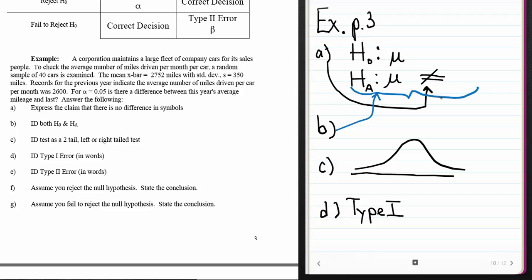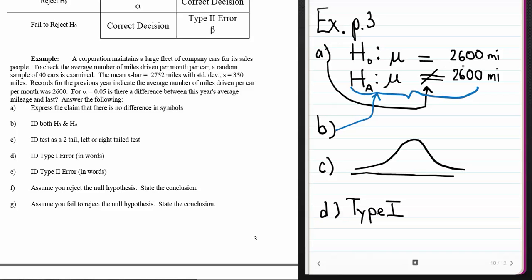And now what we have to do is decide what we're holding it up against. And it was last year's records for 2,600. So the 2,600 miles goes both into the null, which is the assumed population, and that's the breakpoint, so it also goes into the alternative. Now our claim is not equal, so the null is equality.